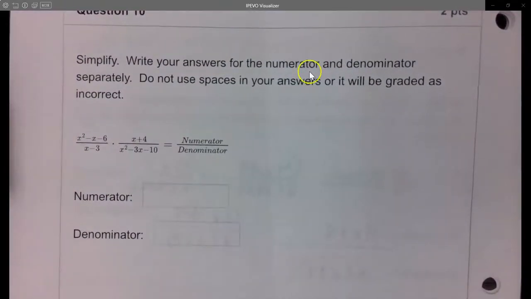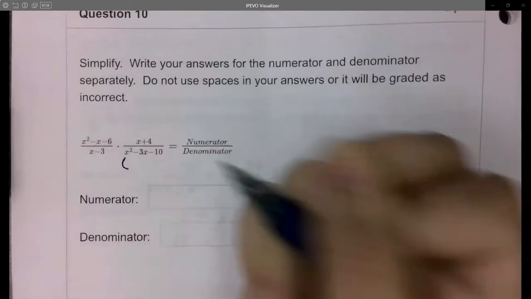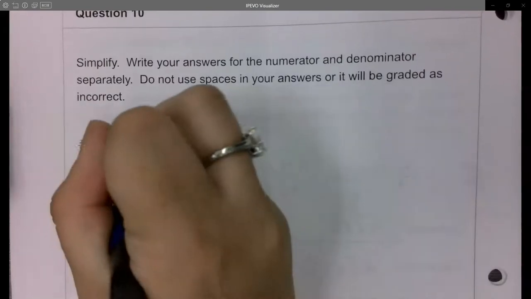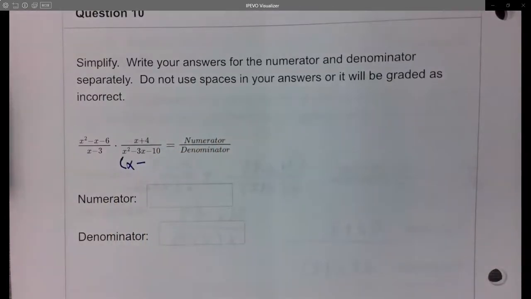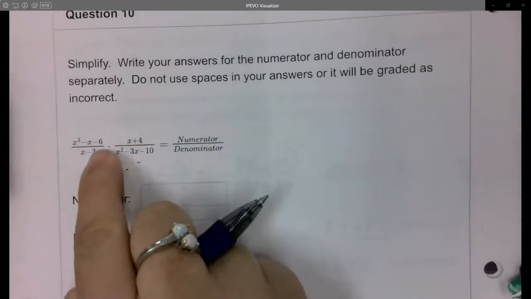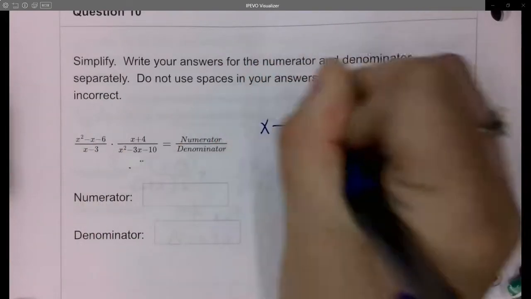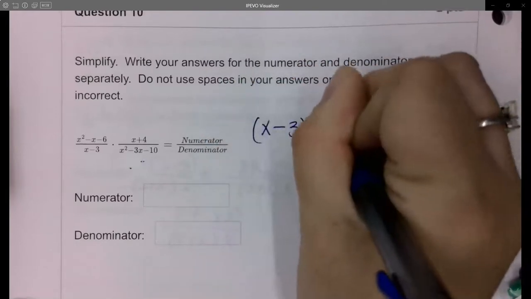So this one wants me to simplify as well. What I first want to do here is factor my denominator. I'm looking for what multiplies to negative 10 and adds up to negative 3. Oh, these ones are multiplying. So I actually want to factor everything. So on this one, I want to factor. I'm looking for what multiplies to negative 6 and adds to negative 1. This is going to be negative 3 and positive 2.